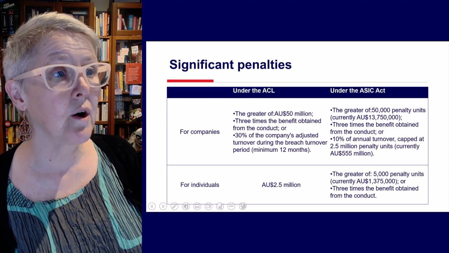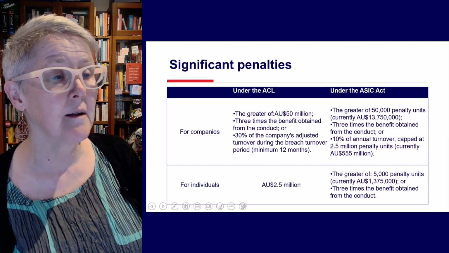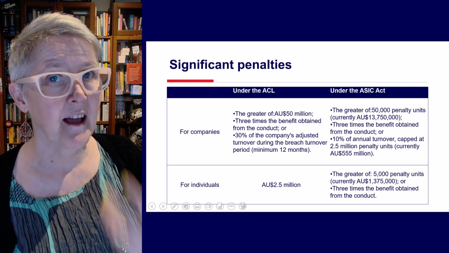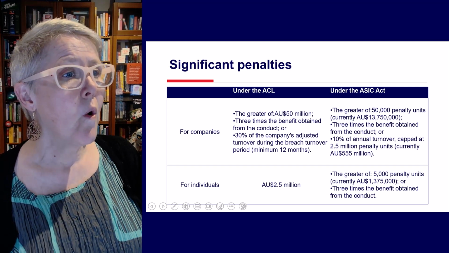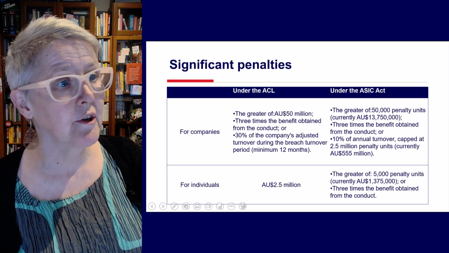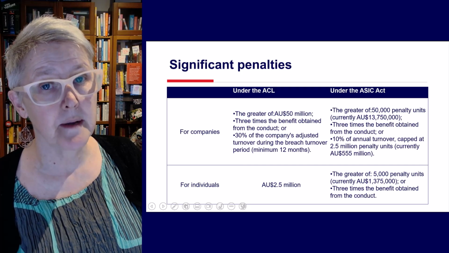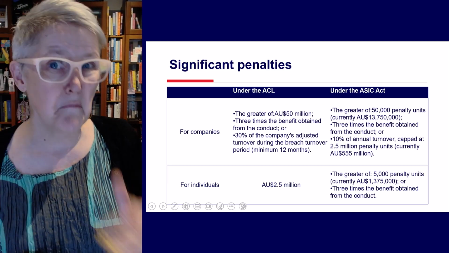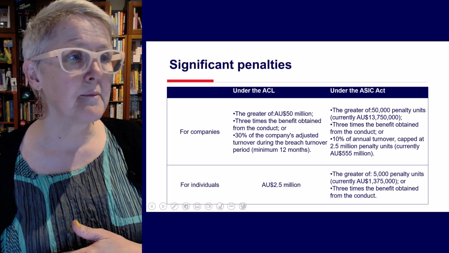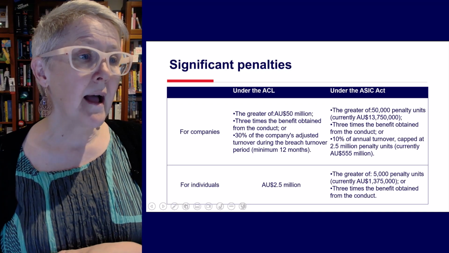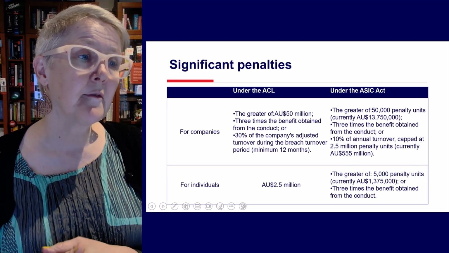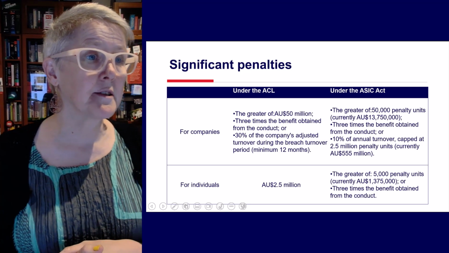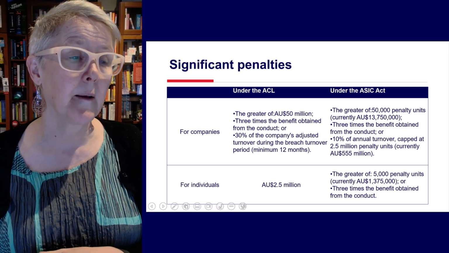So it's the greater of $50 million or 3 times the benefit that they got from the unfair contract terms conduct, or 30% of the company's adjusted turnover during the breach period, so a minimum of a 12-month period. So basically $50 million is your minimum amount of money there. It's going to be the greater of those 3. And individuals who are involved in the contraventions are up for $2.5 million. So there's significant amounts of money. You can see it using the penalties regime.